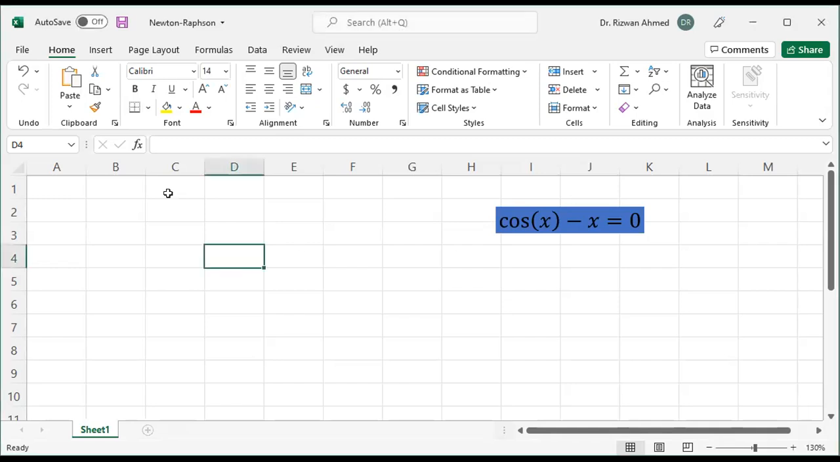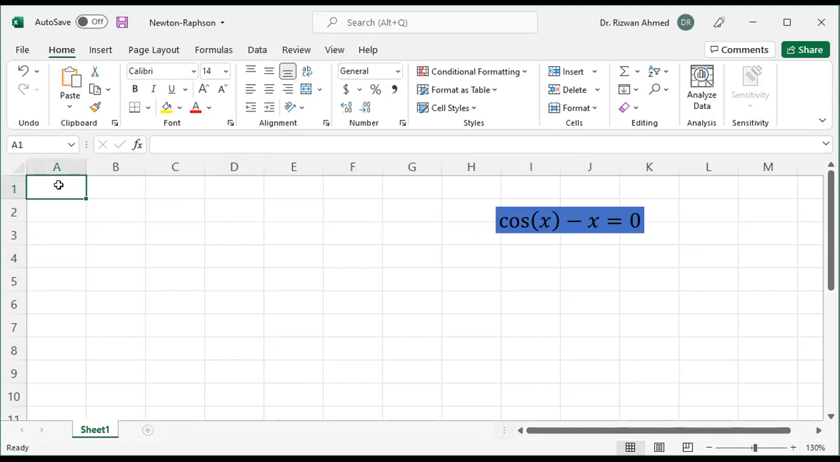Well, our objective is to find the solution of the equation cos of x minus x equal to 0, which is to get the value of x at which this curve, this function, crosses the x-axis. Our objective is to implement Newton-Raphson's method.